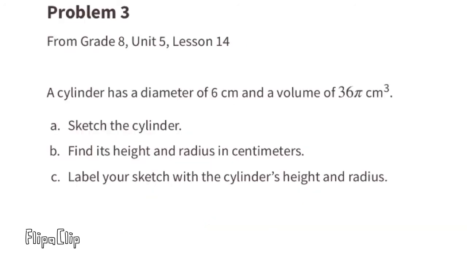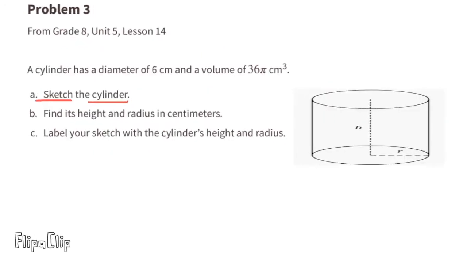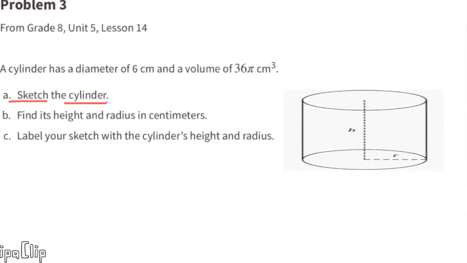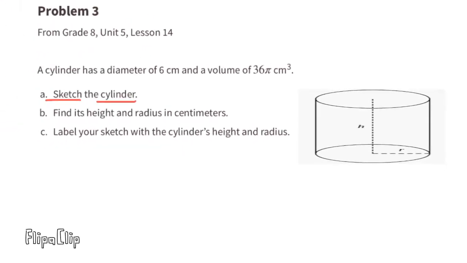Problem number 3 from 8th grade Unit 5, Lesson 14. A cylinder has a diameter of 6 centimeters and a volume of 36 pi centimeters cubed. A. Sketch the cylinder. This is what the cylinder would look like. But now we need to use the information that they gave us to help us find the height and radius in centimeters, and then we'll be able to label the cylinder's height and radius.